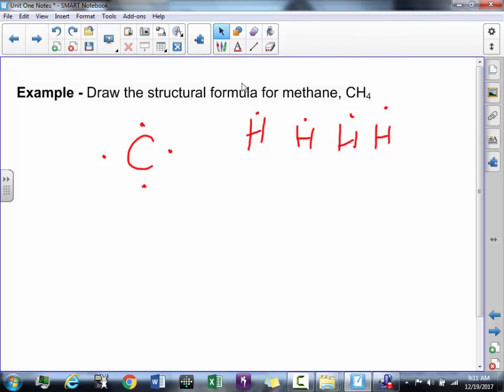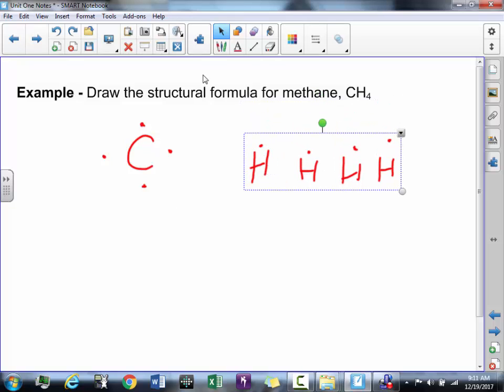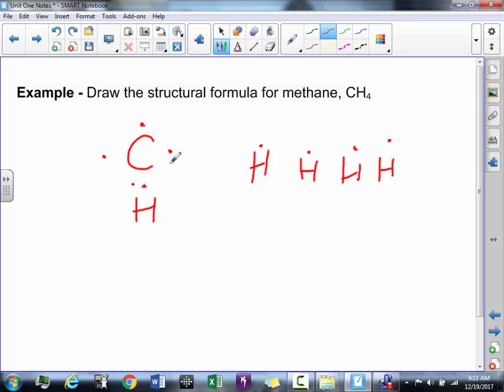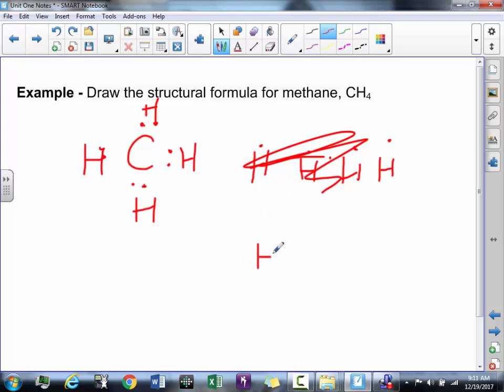Like, okay, pick this one up, or I guess they're all in a group now. Never mind. You guys get the idea, though, right? One of the hydrogens goes here, one goes there, one goes there, one goes there. There. Now, that would have been a Lewis dot diagram. So a Kekule structural diagram would look like this. Carbon to hydrogen to hydrogen to hydrogen in 4 different directions.